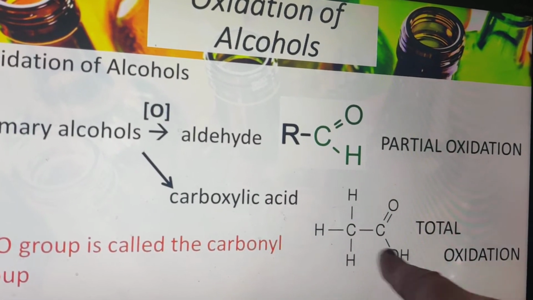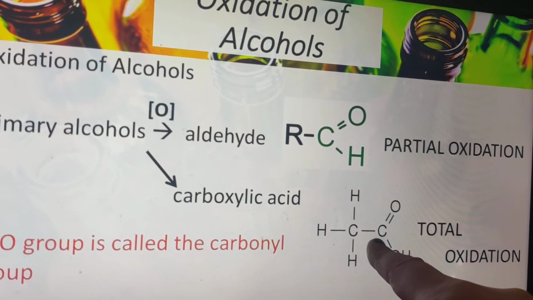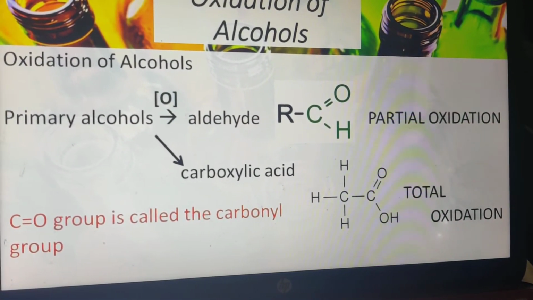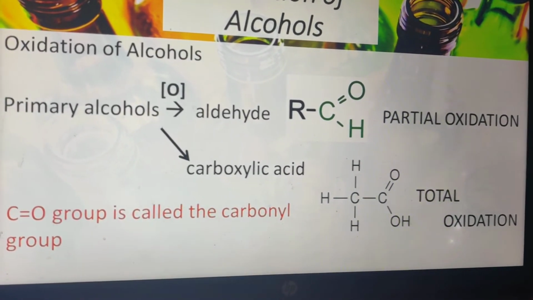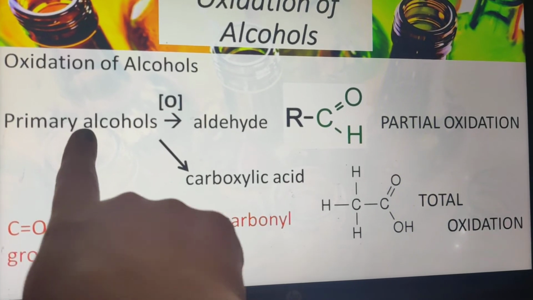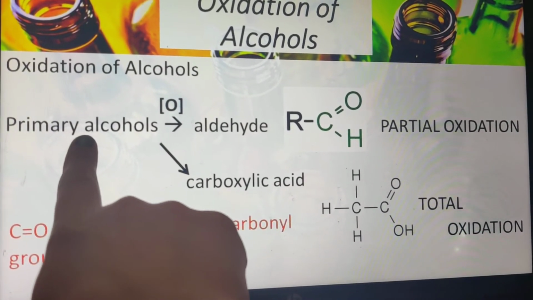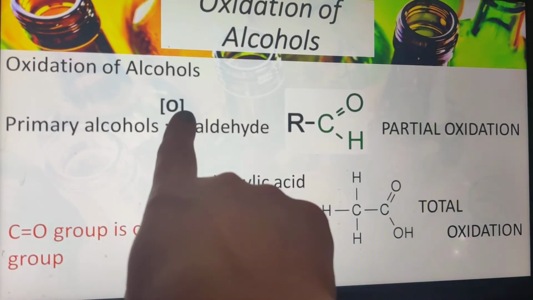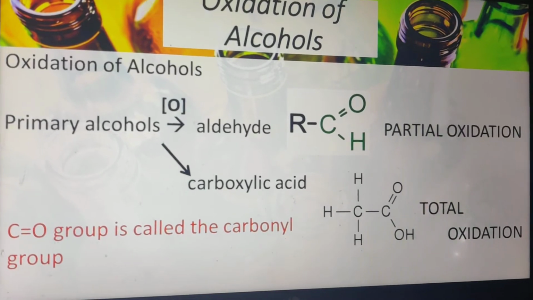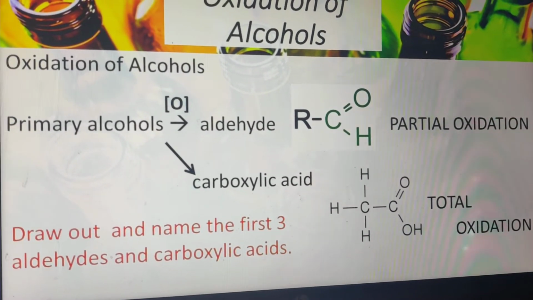Total oxidation. Carboxylic acid. The most common one we talk about is the one with 2 carbons, ethanoic acid. Some used to be called acetic acid, more commonly known as vinegar. So that's why if you leave a bottle of wine or beer out open for too long, open to the atmosphere, over time it will oxidize and it will become vinegar. That's why it tastes horrible if you leave it out for too long. So drawing out, we don't need to do that.